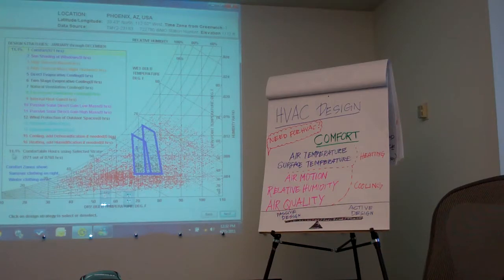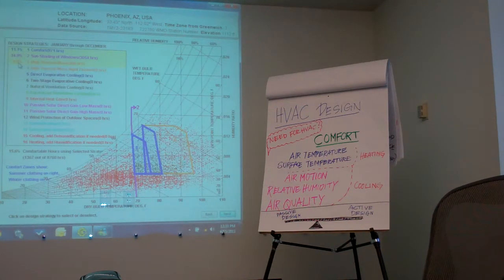Take a look at this guy here. It's 11%. That's the comfortable hours using selected strategies. So the moment I add sunshade, it didn't actually make a difference, because like we talked about before, shading is assumed for the ASHRAE design comfort. So you have to have this shading. Otherwise, you're going to lose this 11% also.